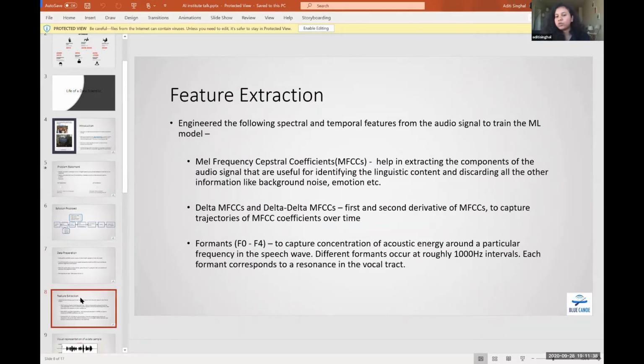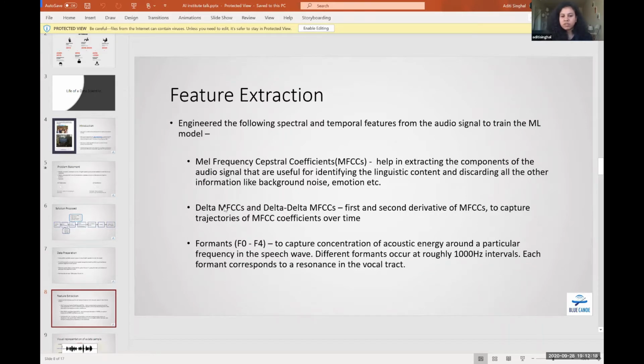Like I told you, we used MFCCs, delta MFCCs, delta-delta MFCCs, and formants. MFCCs are basically components of the audio signal that help you identify the linguistic content. It helps you discard all other background noise and emotion, because a person who is angry might have a higher pitch of B versus a person who is in a normal mood. So it helps you filter out all that information. Delta and delta-delta MFCCs are just the first and second derivatives of MFCCs, and they help you capture the trajectories of MFCCs over time.